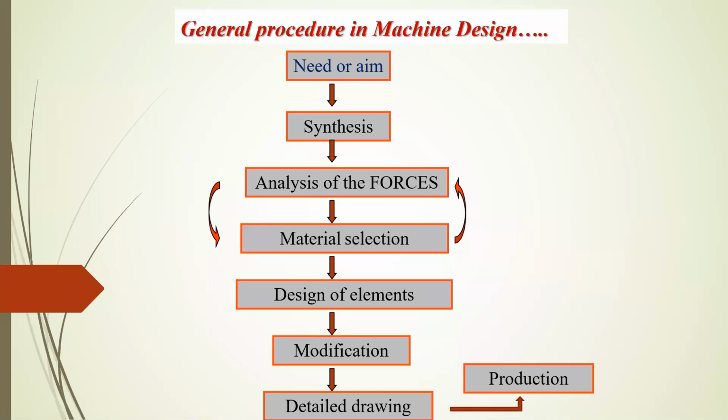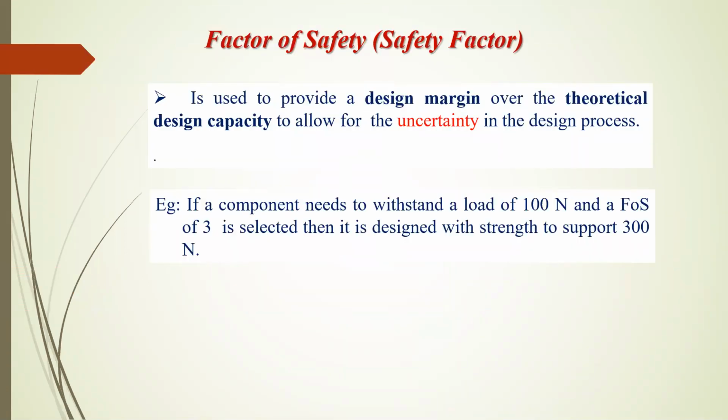So after knowing the basic design procedure, the first important point while we go for the design is to study the factor of safety. The factor of safety plays a very vital role in the design of machine elements. So what is meant by the factor of safety and what is its use, we will discuss here. The factor of safety is used to provide a design margin over a theoretical design capacity.